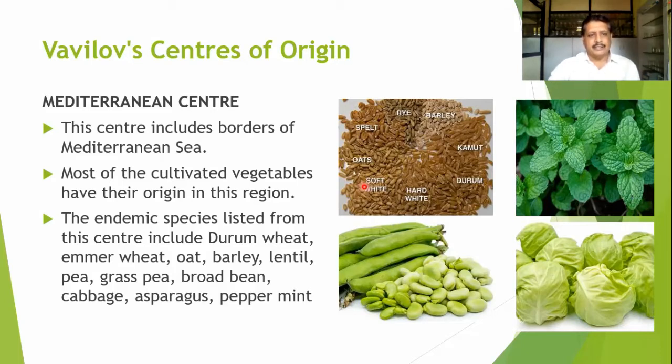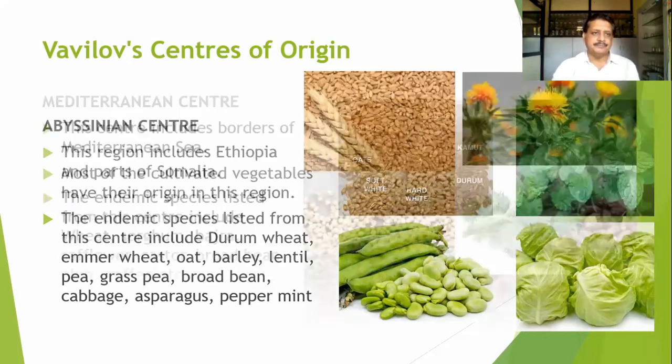Then emmer wheat, oat, barley, lentils. These are all varieties of grains. Then peas, or we can say grass pea. Broad beans are there; here you can observe the broad beans. Then cabbage, and pudina, peppermint, originated from this center of origin, the Mediterranean center of origin.